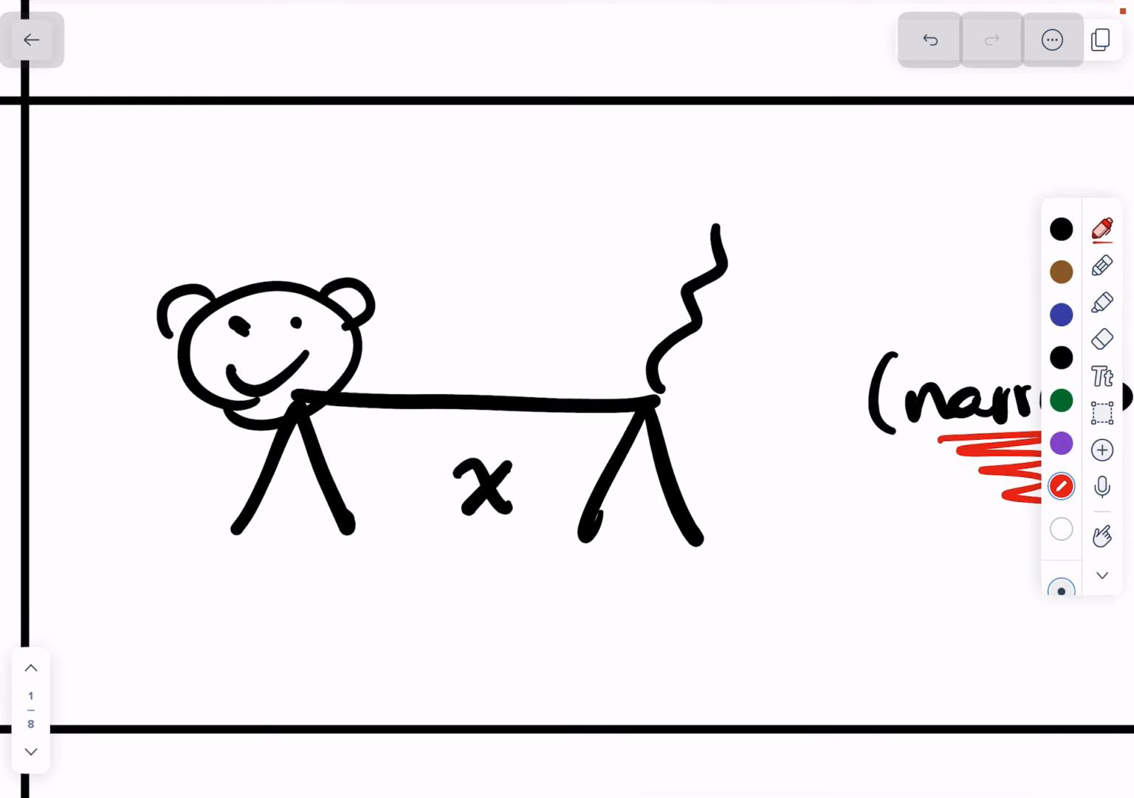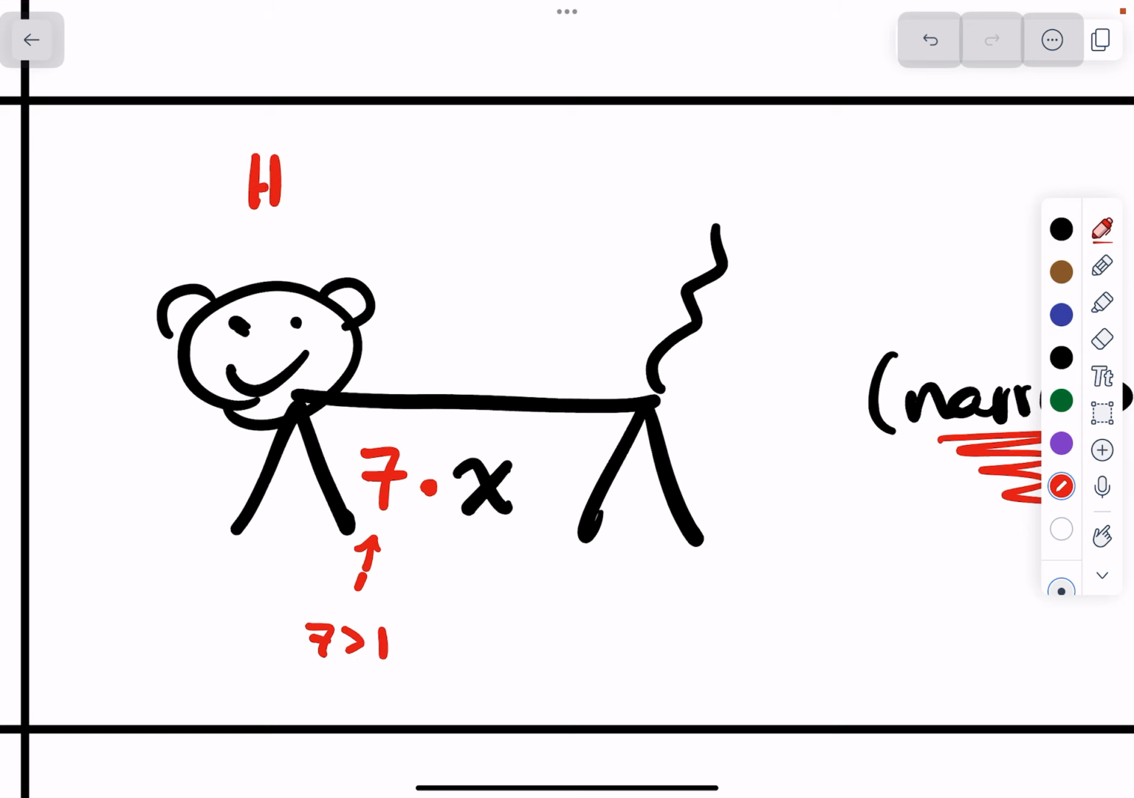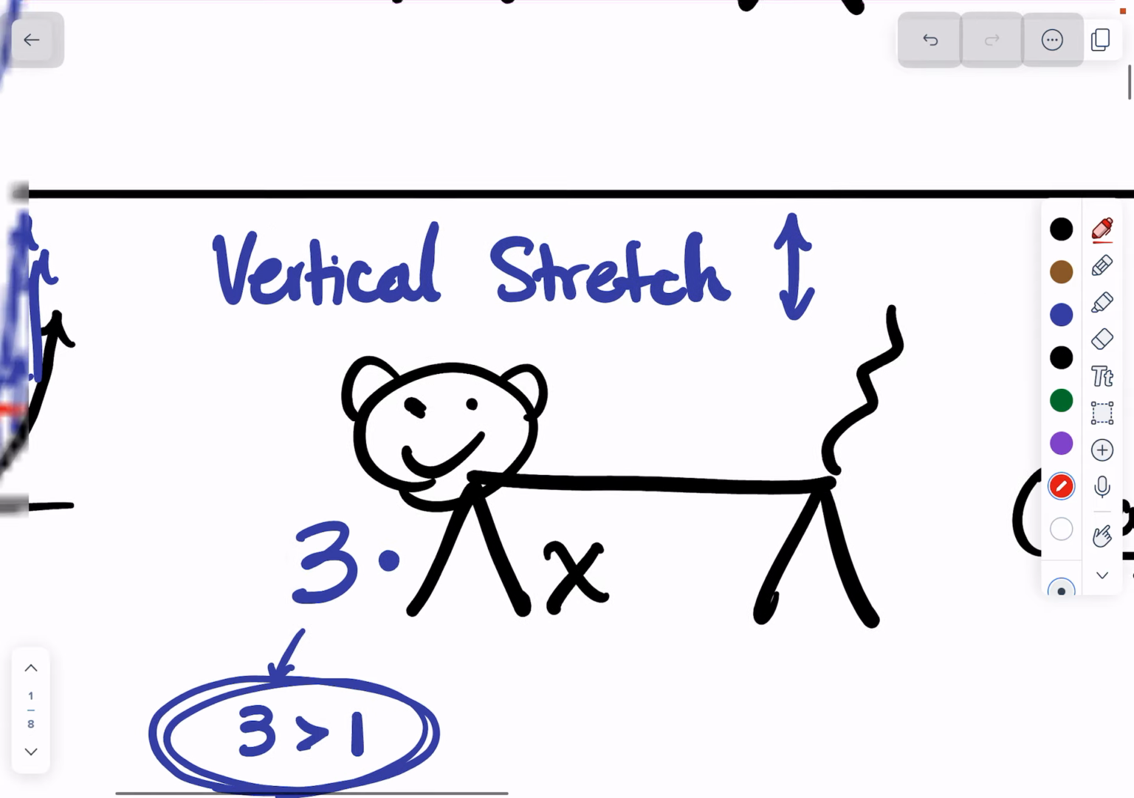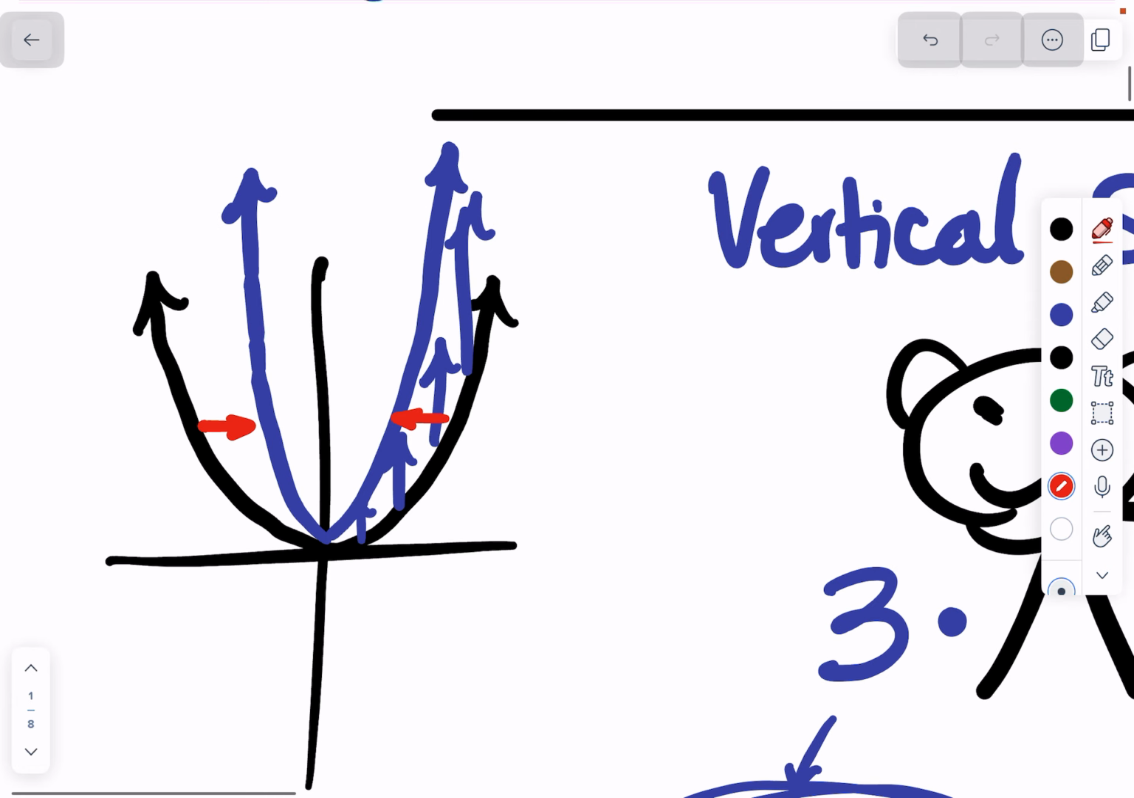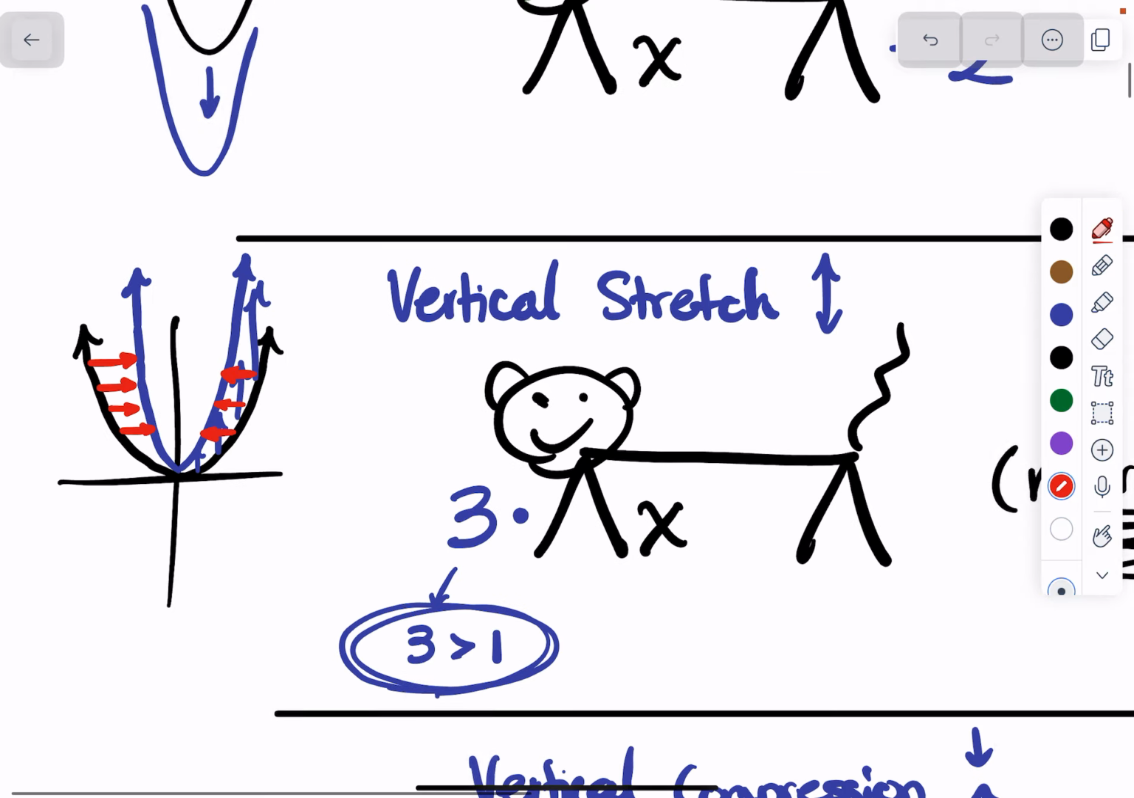Well, the compressions happen when you multiply by a number bigger than 1, right? So something like 7. 7 is bigger than 1. This will give you a horizontal compression. So basically we will have something like this occur, right? All these points sort of get squeezed towards the y-axis.